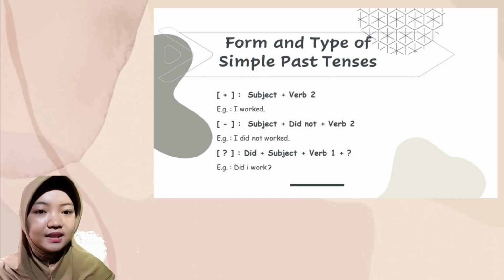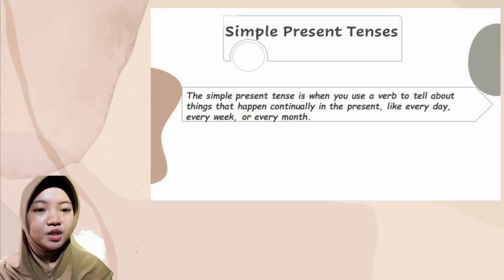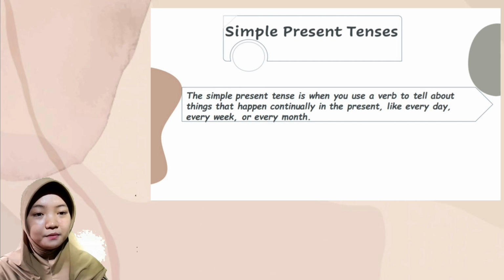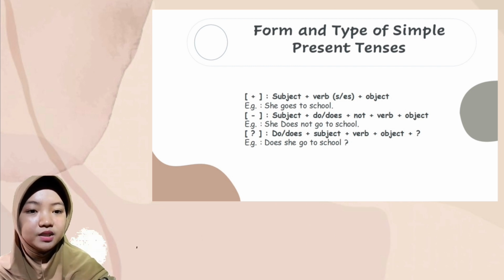Okay, so the second tense is simple present. The simple present tense is when you use a verb to tell about things that happen continually in the present, like every day, every week, or every month. We use the simple present tense for anything that happens often or is factual. Here are a few examples. I go to school every day. We can see the example on the screen.